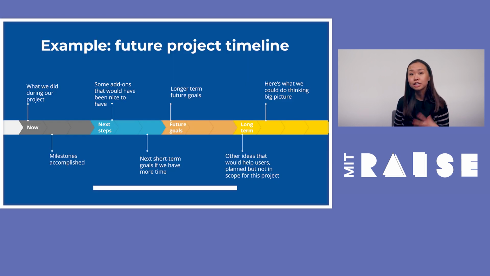From here, considering your project's future plans, you can create something like this example future project timeline. So here you can see there's bullet items for listing what you created, right? The mission statements that you accomplished, the impact that you accomplished, and then maybe next steps and short-term next steps. Like ideally, if you had some more time, what would you have liked to continue working on?